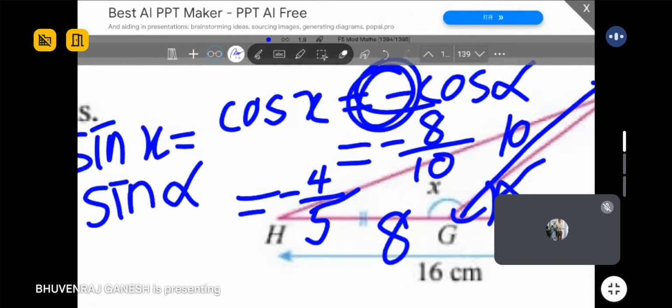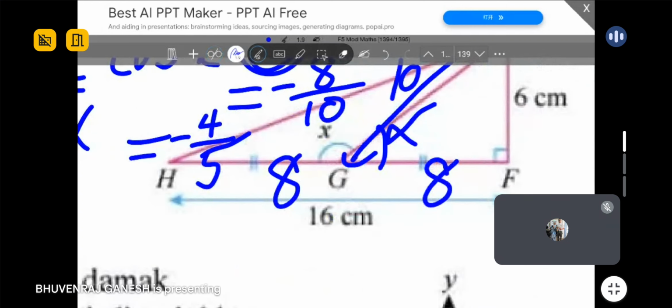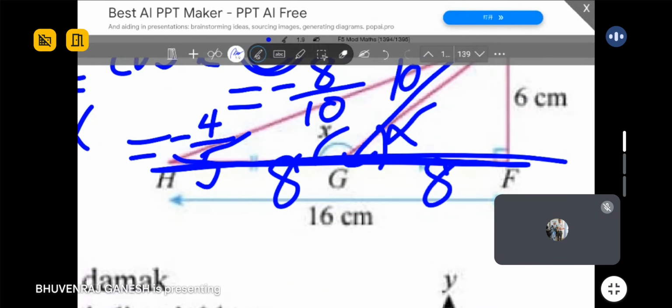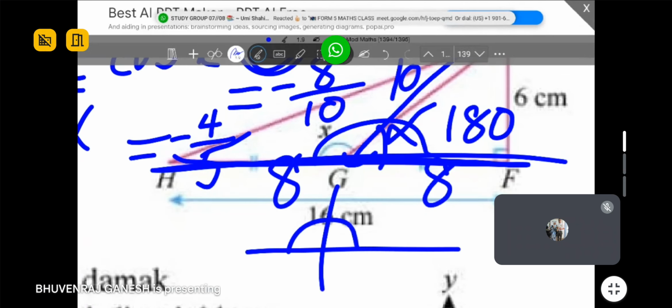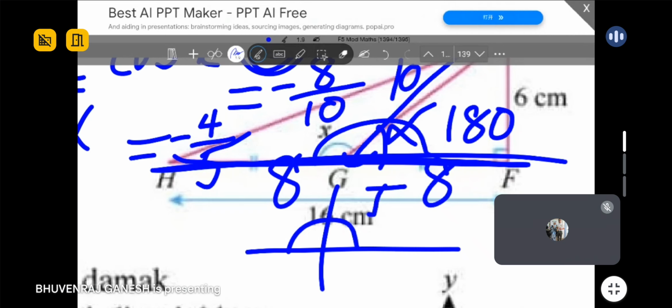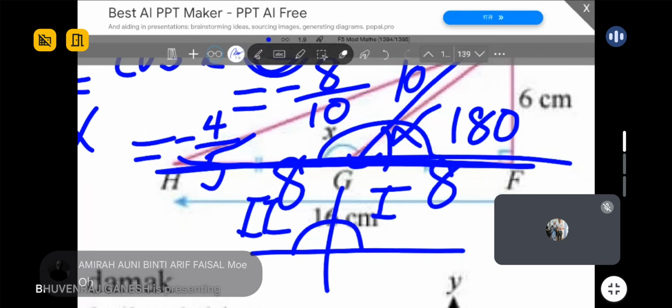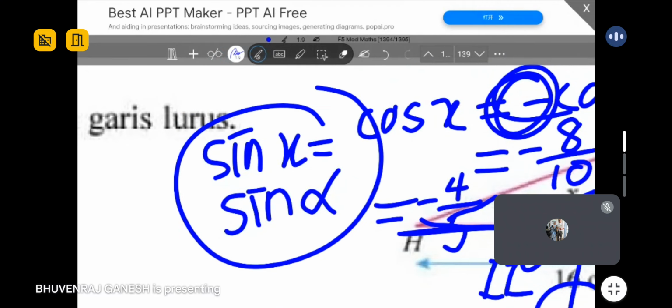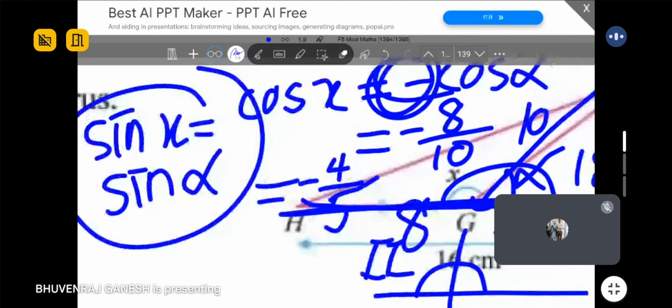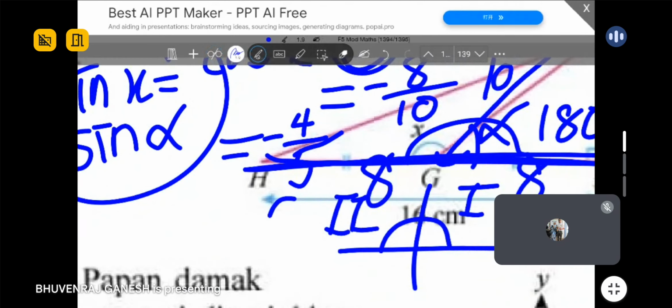Nampak beza dia tau? Okay, because we are talking about one straight line over here. Kita bincang satu garisan. Maksudnya sudut dia adalah 180. 180 diliputi oleh kuadran 1 dan 2. Betul guys? Only quadrant 1 and 2 can give you 180 total. So sin positif untuk dua-dua kuadran. Okay, so that's why rumus dia macam ni. Sin X sama dengan sin alpha. Dia tak ada negatif.